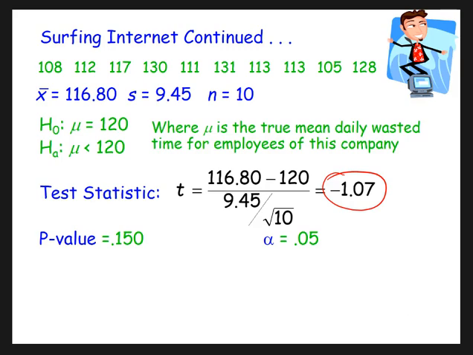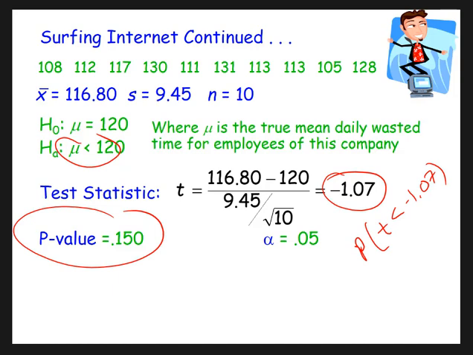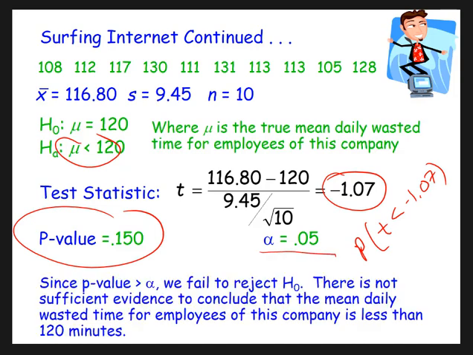Well, the p-value, since this is less than, is going to be the probability that t is less than negative 1.07. That comes out to be a 0.15. Now, if alpha of 0.05, that is not less than alpha. So since it's greater than alpha, we failed to reject H0. So there is not sufficient evidence to conclude the mean daily wasted time for this company is less than the 120-minute standard.